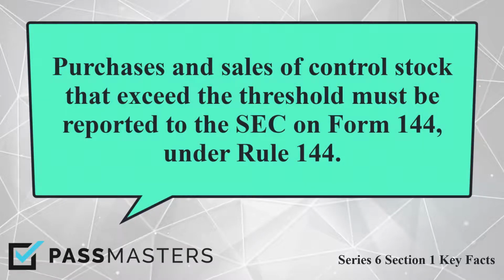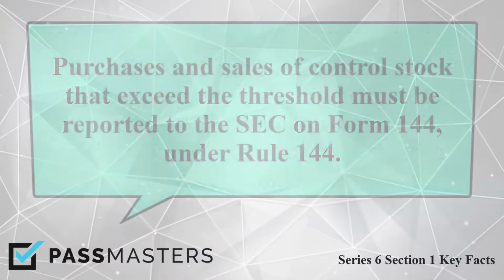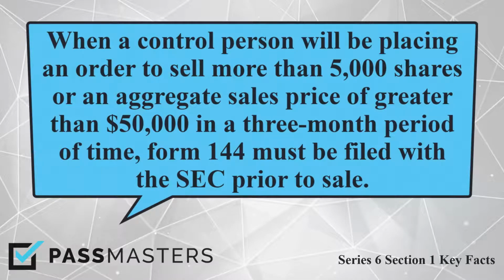Purchases and sales of control stock that exceed the threshold must be reported to the SEC on Form 144 under Rule 144. When a control person will be placing an order to sell more than 5,000 shares or an aggregate sales price of greater than $50,000 in a 3-month period of time, Form 144 must be filed with the SEC prior to sale.